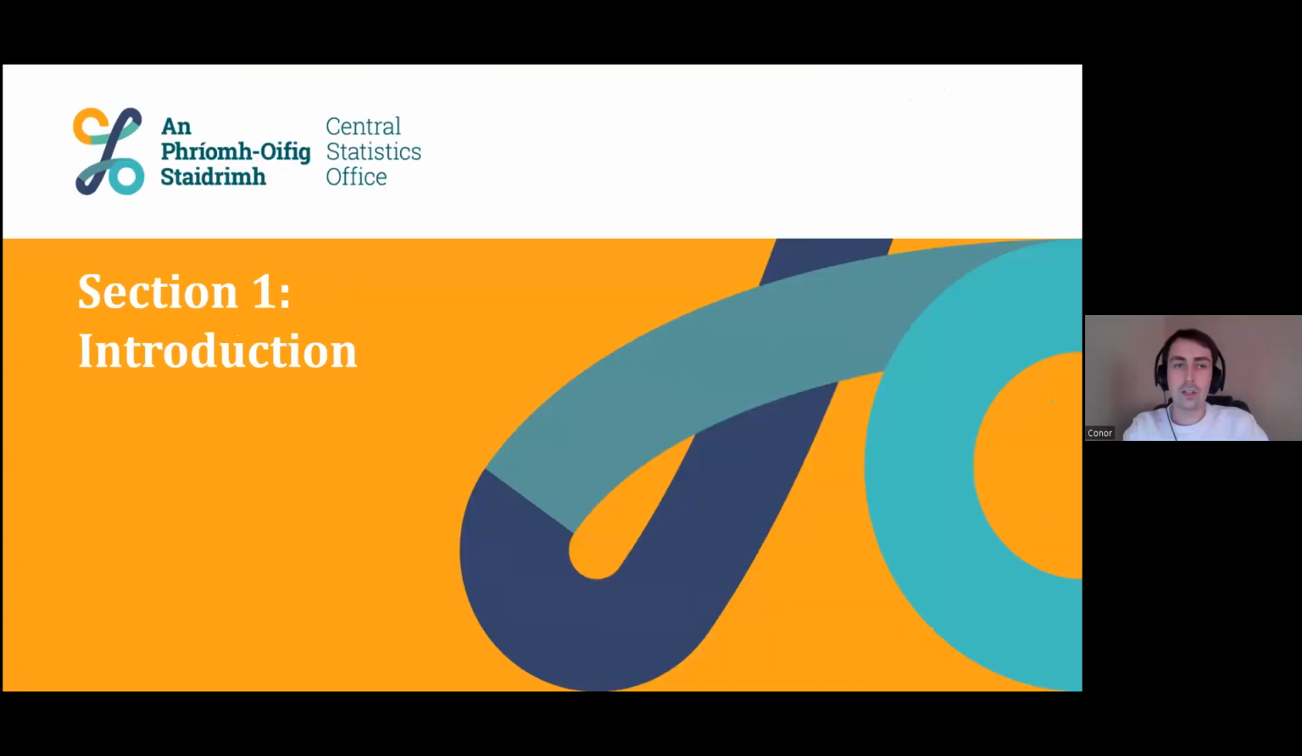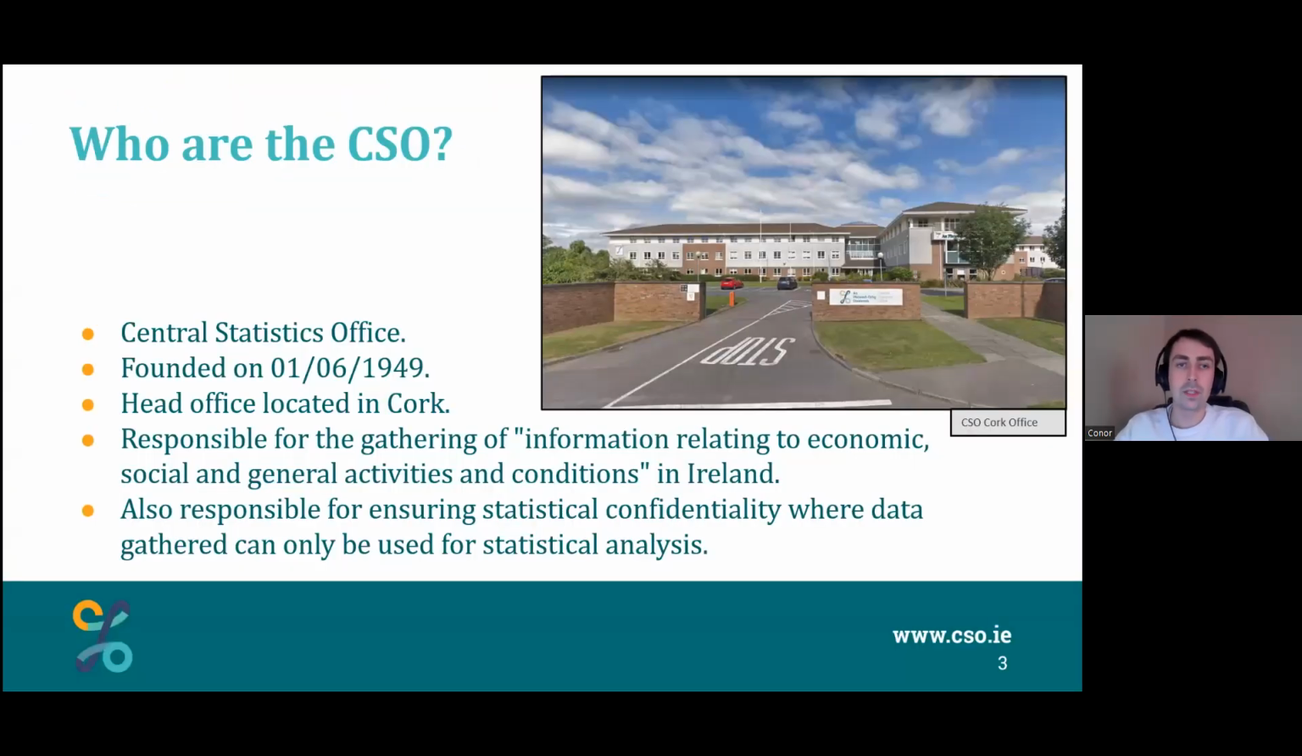So we can start off by explaining who the CSO are. They're the Central Statistics Office, and you most likely know them for collecting census data last year. They were founded in 1949, and their head office is in Cork. They're responsible for gathering information relating to economic, social, and gender activities and conditions in Ireland. Most importantly, for this talk, they're responsible for ensuring statistical confidentiality, where data gathered can only be used for statistical analysis.